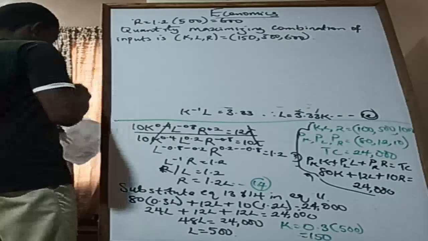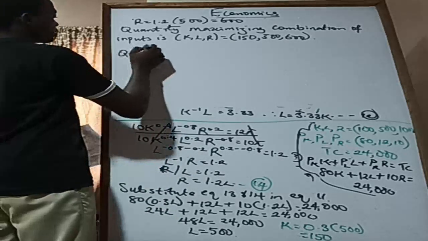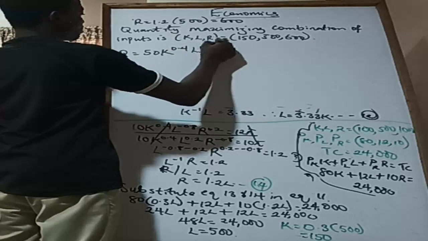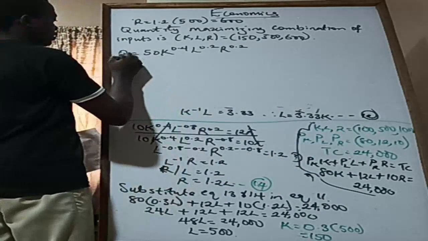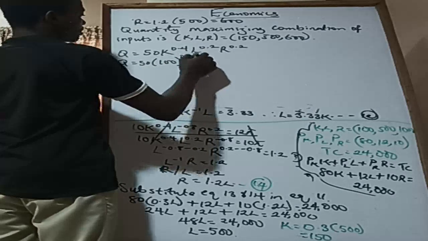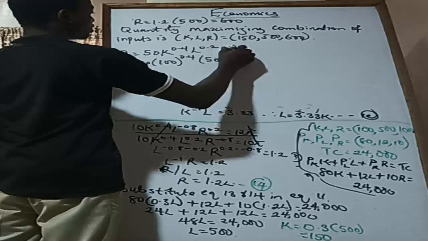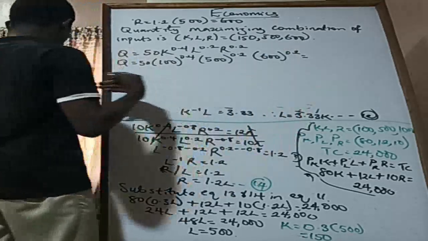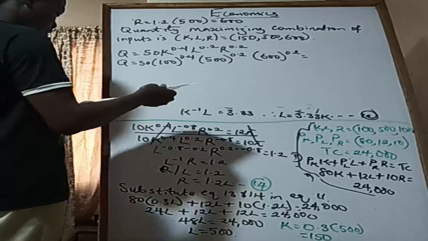You see this from the output produced. So initially, Q was 50K^0.4 L^0.2 R^0.2. So if you put what this guy was using before, the input combination, Q was 50 into bracket 100 raised to power 0.4, then labor was 500, 500 raised to power 0.2, then 600 raised to power 0.2. The answer you are going to get, the output produced, is going to be 4352.8.